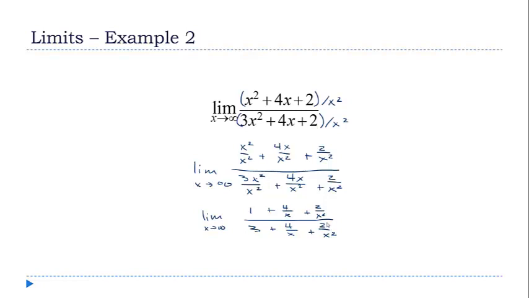Now, you see, now I can apply our limit rules, right? We have the limit of a fraction, which means that I can just take the limit of the top and the limit of the bottom. And then I can go further and just take the limit of each piece. So this whole limit becomes, that's the top. Then the bottom is this.